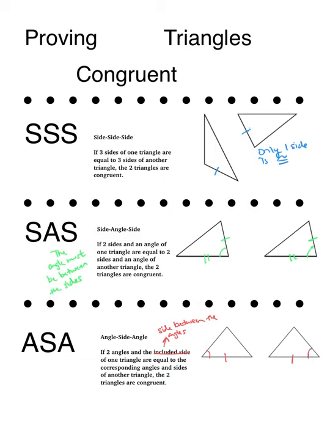Yeah, I'm messing with your heads right now. And this angle is congruent to this angle by angle, side, angle. Two angles and the side between. That's ASA. Up here, it's two sides and the angle between.